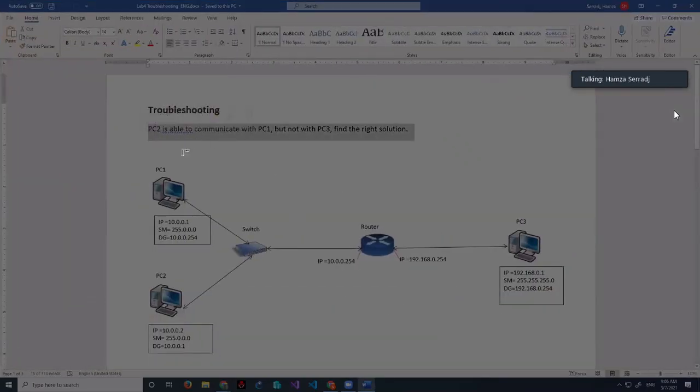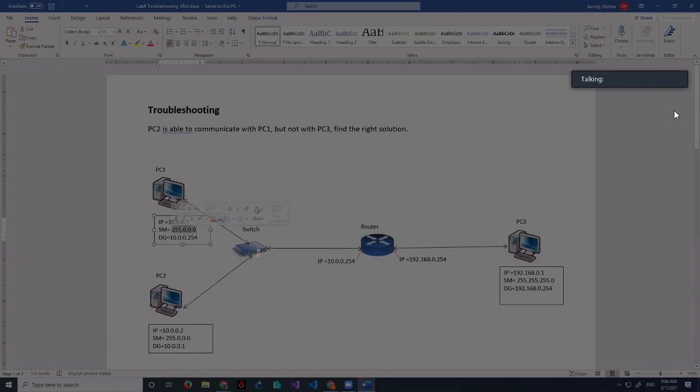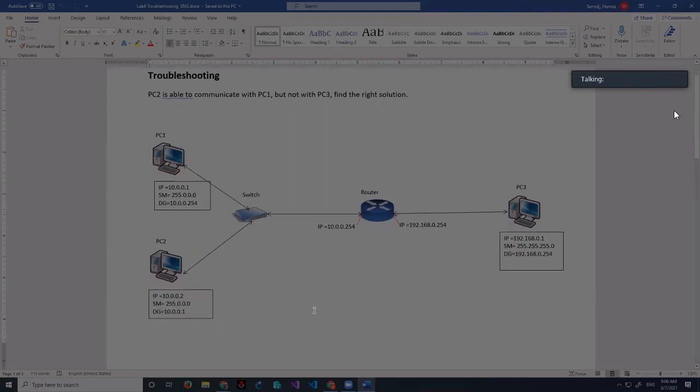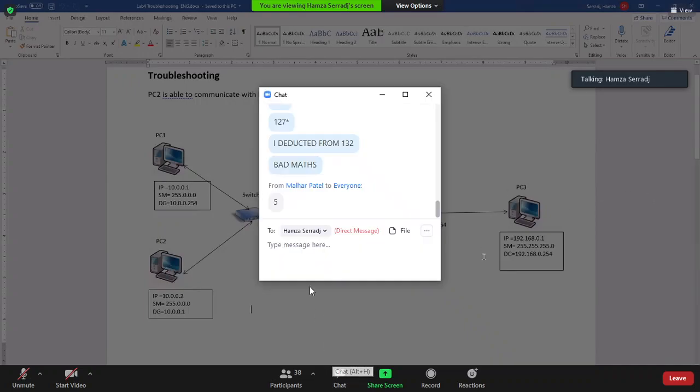All right, PC2 is able to communicate with PC1, so we don't have any problem in here, right? But not with PC3. Okay, what can we do for that, guys? You see this one communicates with this one. PC2 communicates with PC1 without any problem. They are in the same range and have just a switch between them. So there's no problem at all for that. What was the problem? Why is PC2 not able to communicate with PC3? What is the problem here?